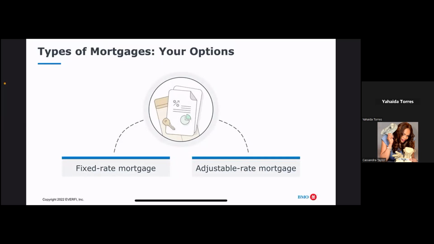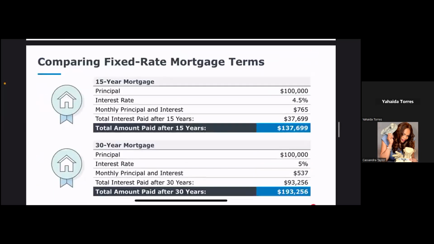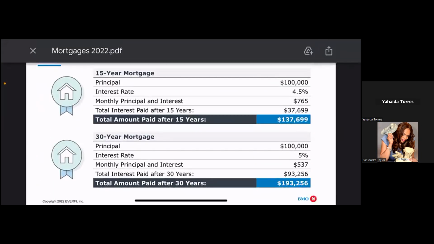Some mortgages have a fixed interest rate for the life of the loan, while others have adjustable rates. So if you get a fixed mortgage rate, your monthly principal and interest payments will remain the same for the life of the loan. That doesn't mean that your total monthly payment won't change. So remember, you're still paying taxes and insurance, and that can go up as well or down over time, which can make your payment change.